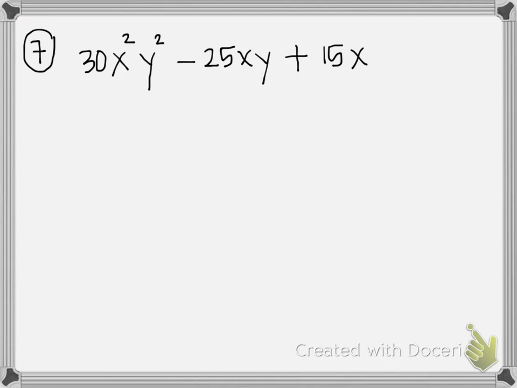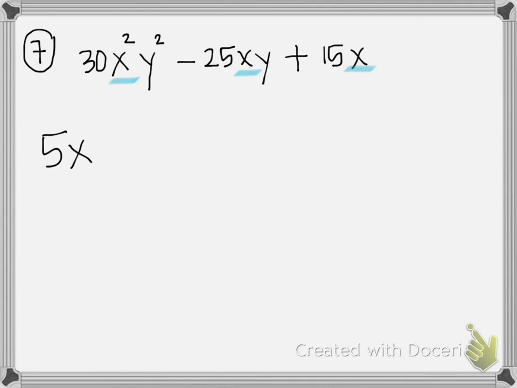Okay, so let's look here. So let's take the numbers first. I have a 30, a 25, and a 15. The number that goes evenly into 30, 25, and 15 is going to be a 5. I have an x squared, I have an x and I have an x. So the only variable they have in common is the x. And my smallest exponent is going to be an x.